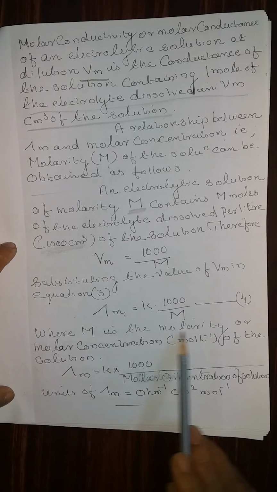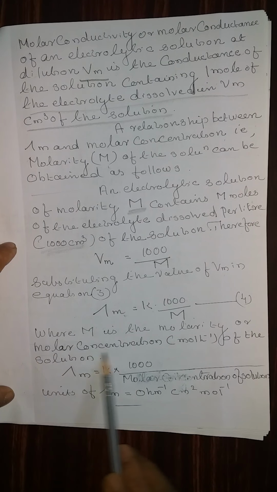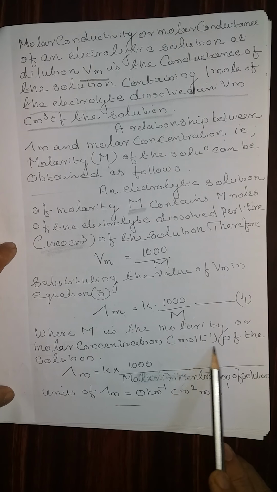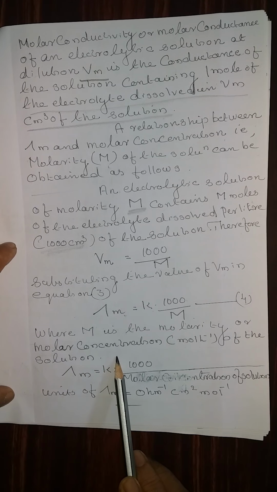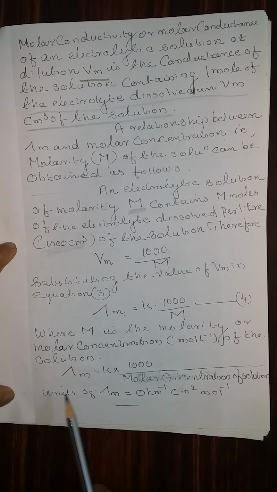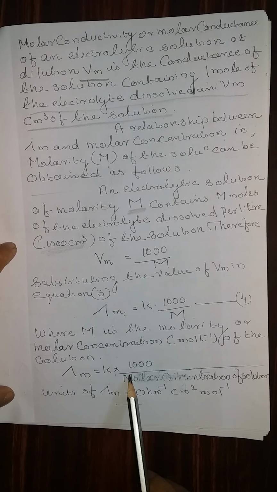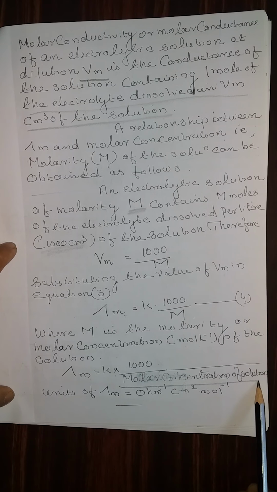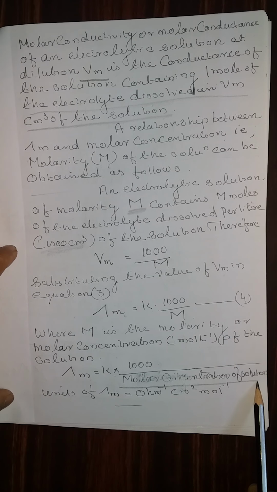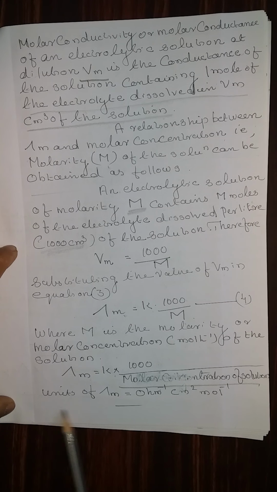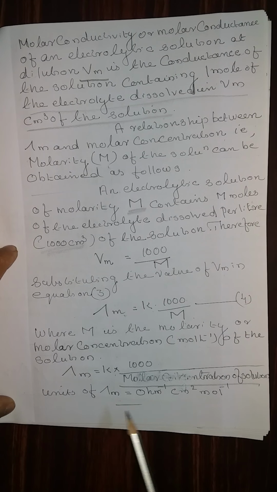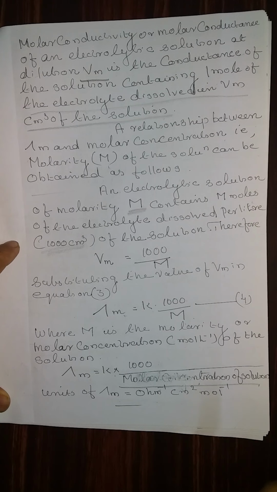Now, where M is the molarity or molar concentration in moles per liter of the solution, or in words, molar conductivity is equal to kappa into 1000 by molar concentration of the solution. Molar concentration means molarity, and the unit of molar conductivity is per ohm centimeter square per mole.